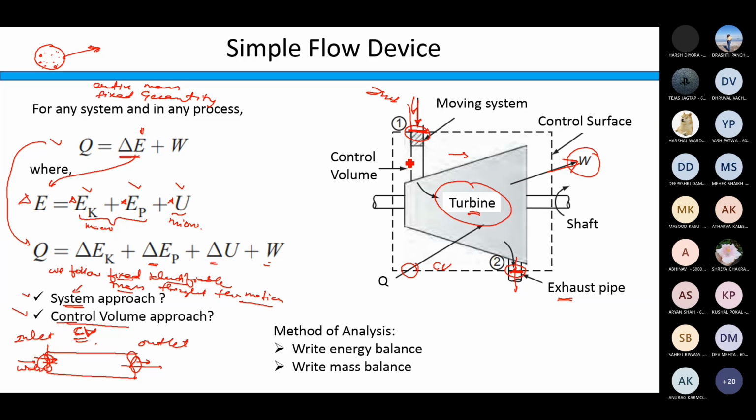Now the method of analysis for this kind of device is based on the two principles: energy balance principle and mass balance principle. So what we will do is, in analysis, we will write the energy balance, and we will also write the mass balance. And these two things are more than enough to analyze this type of situation or this type of device. Clear?